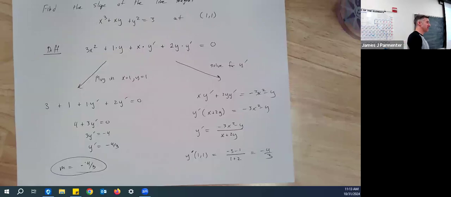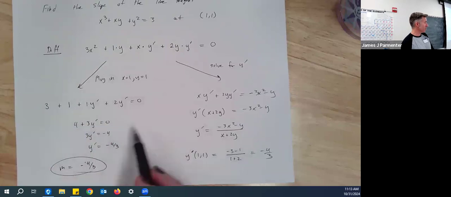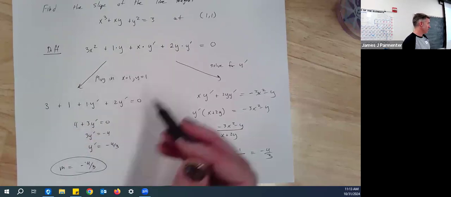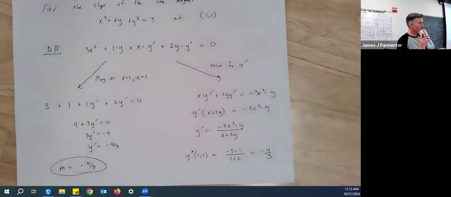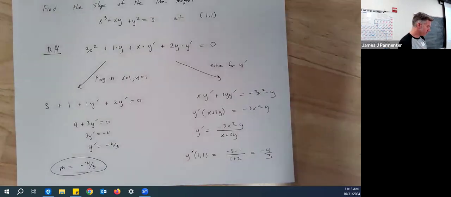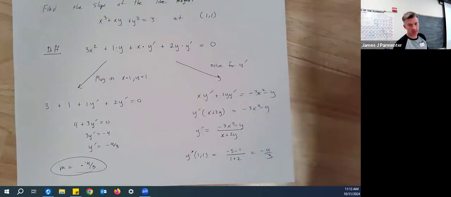I just think you're going to save yourself some effort if you do it this easier way, where you plug in immediately after differentiating both sides. You do have to take the derivative of both sides first before you plug in your point. Questions about that?